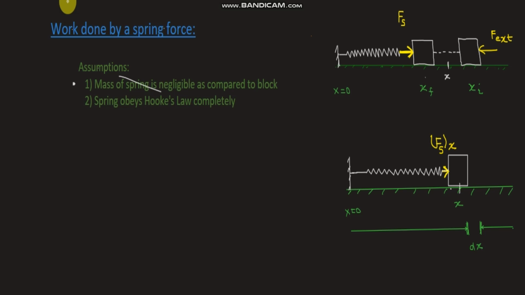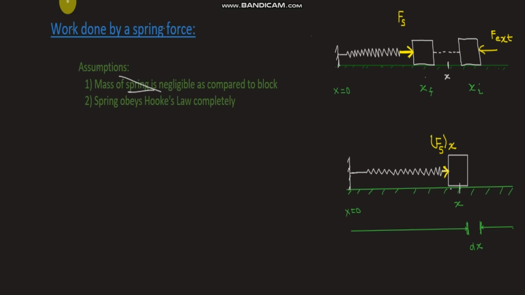Here we go. The first one is mass of the spring is negligible as compared to block. As can be seen here, a block has been connected to a spring in such a way that the mass of the spring is very less as compared to the block, and hence we can ignore the mass of the spring as compared to block. And the second one is this spring obeys Hooke's law. So let's get started with the work done.